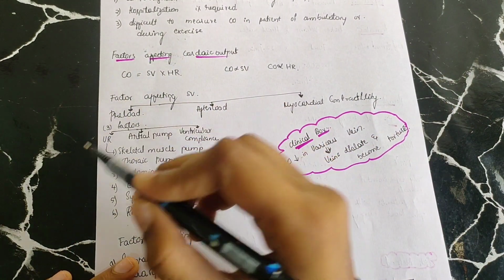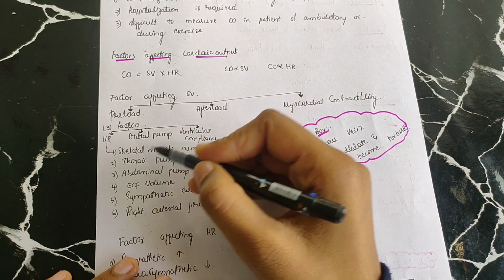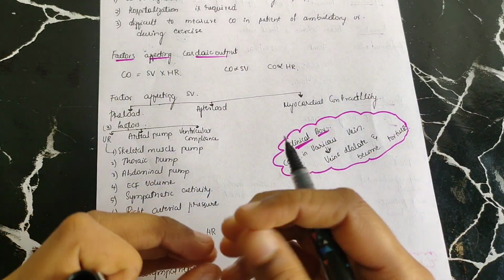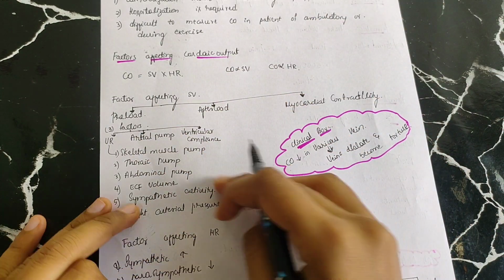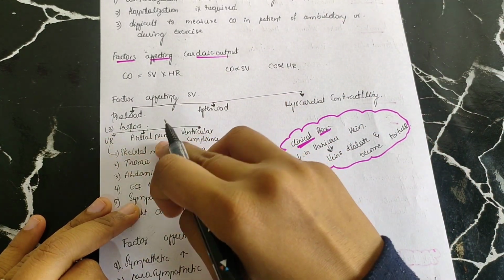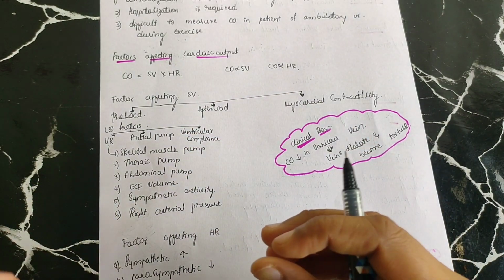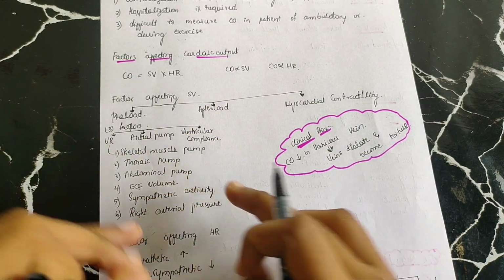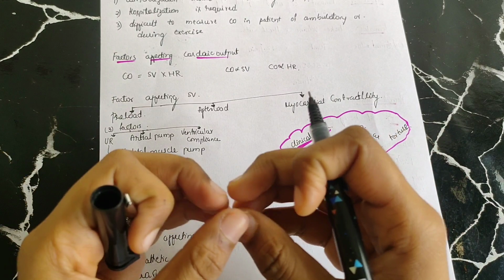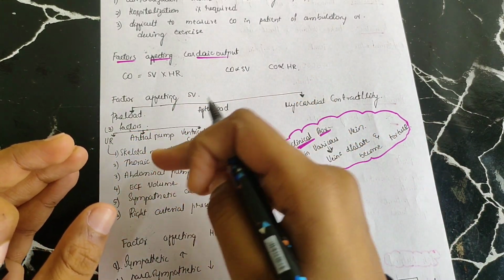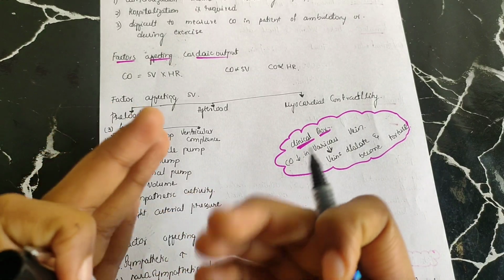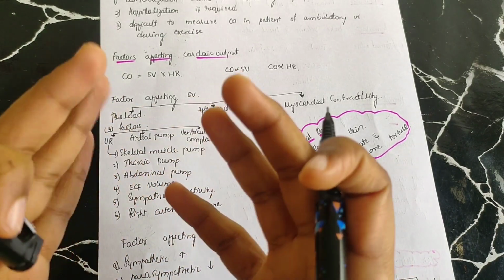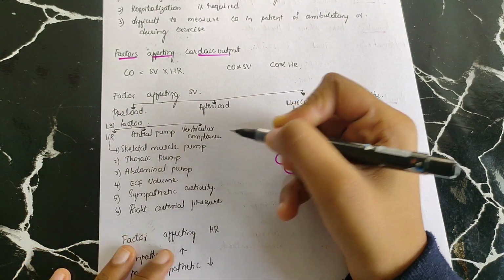Again, preload is affected by three factors: venous return, atrial pump, and ventricular compliance. Venous return is the amount of blood that is returned into the right atrium. The atrial pump is how much blood can be pumped from the atrium to the ventricle. Ventricular compliance means the blood pumped by the atrial pump should be accommodated in the ventricles, that is, how much the ventricles can expand.